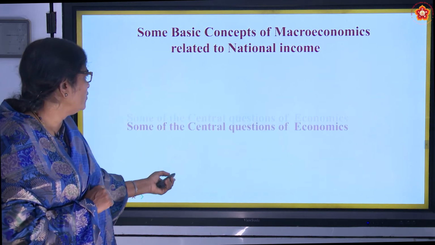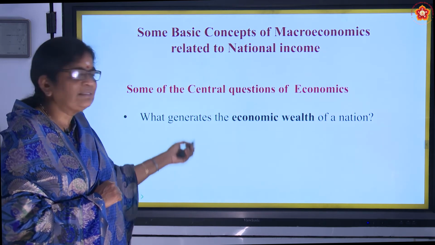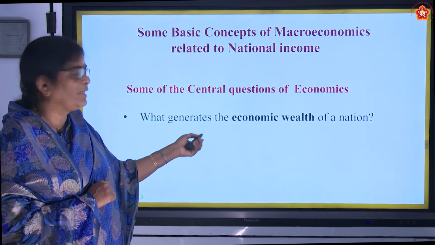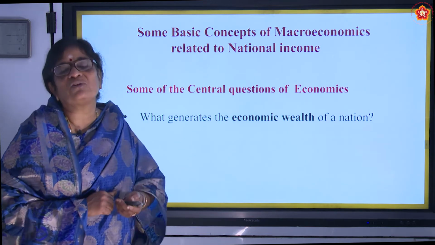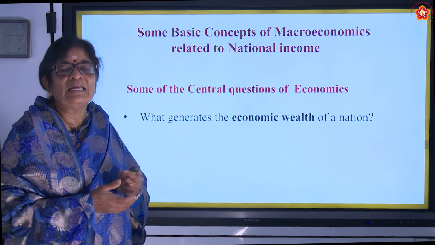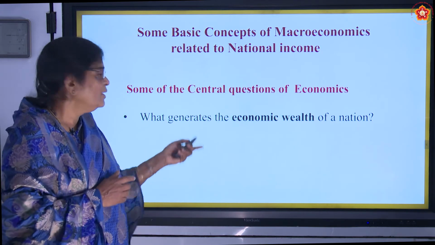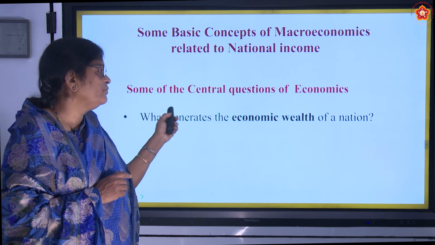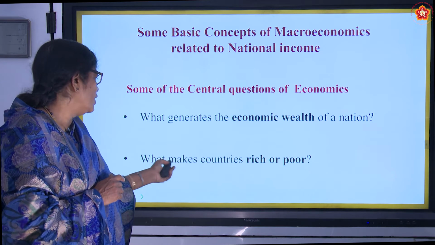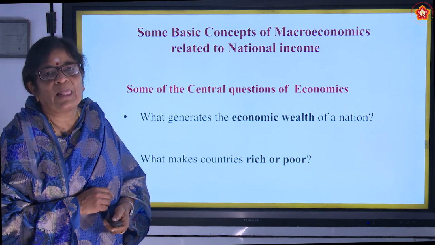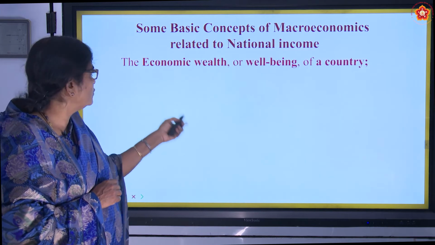And now we will see some of the major central questions in economics when we calculate national income. First one, what generates economic wealth of a nation? Economic wealth, indirectly, is national income, and other wealth is included. How does a nation generate economic wealth, and also what makes a country rich or poor? Here we are going to compare other nations and find out the answer to this question.